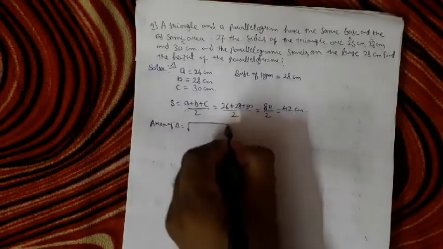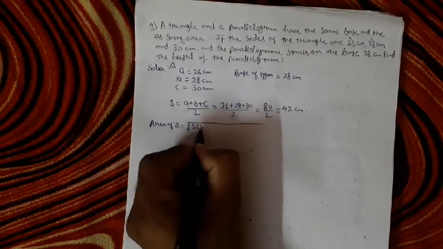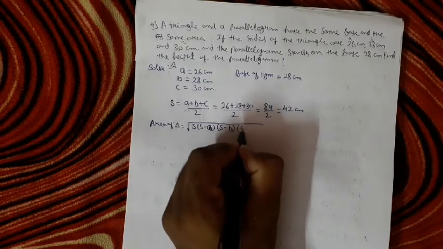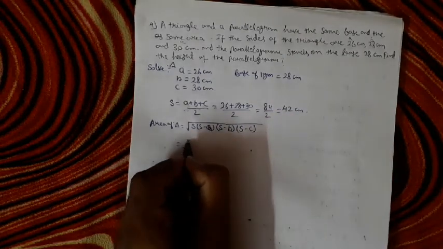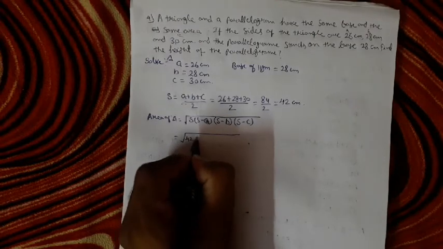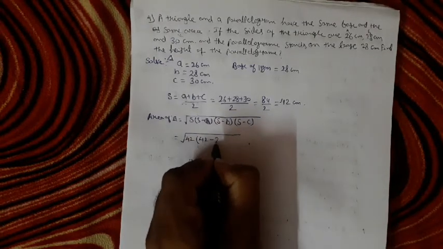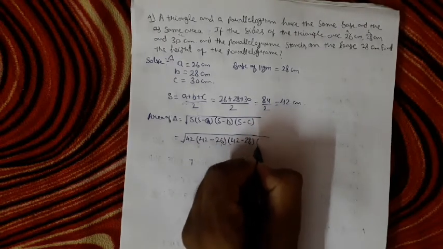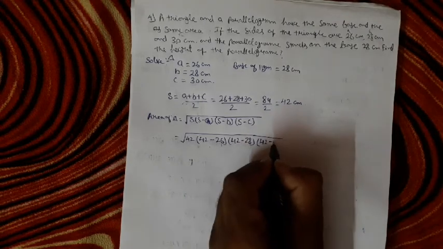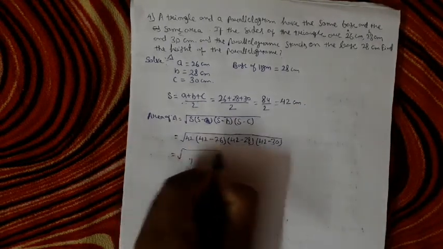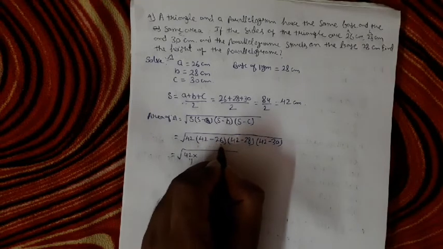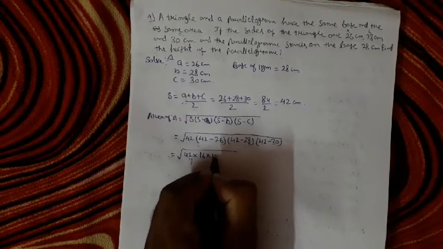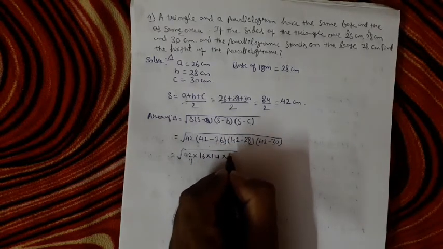For the area of the triangle, all three sides are different, so I have to use Heron's formula. As you all know, Heron's formula is the square root of S(S minus A)(S minus B)(S minus C). S here is 42. S minus A: 42 minus 26. S minus B: 42 minus 28. S minus C: 42 minus 30. Okay, so 42 as it is. 42 minus 26 is 16. 42 minus 28 is 14, and 42 minus 30 is 12.